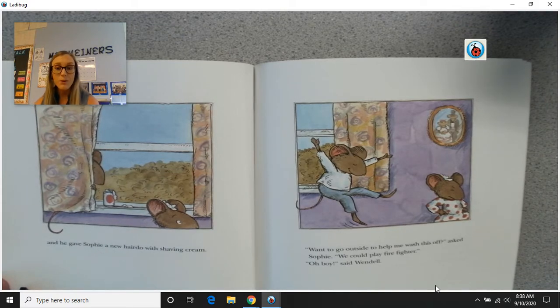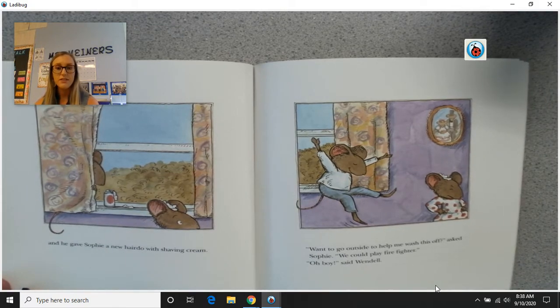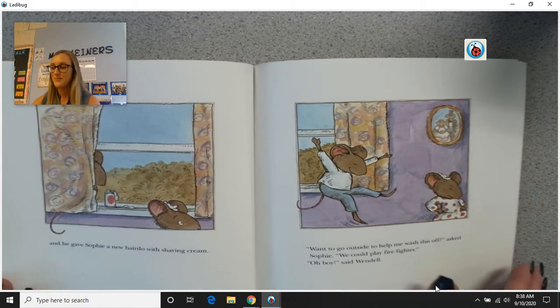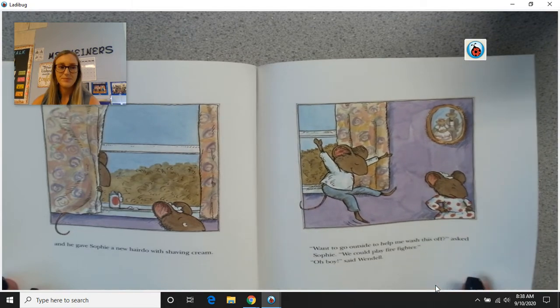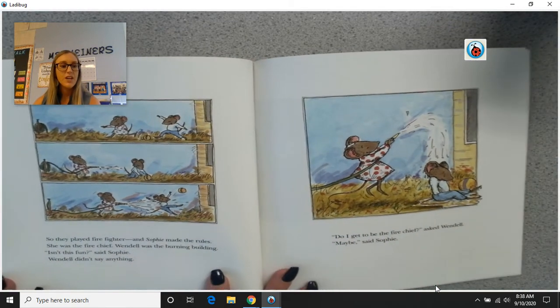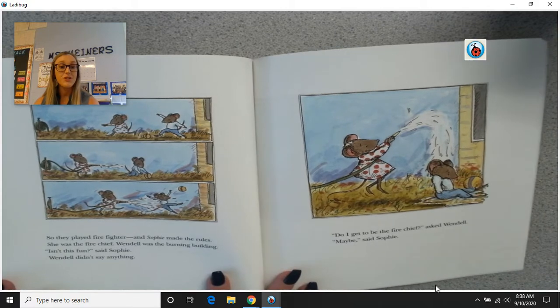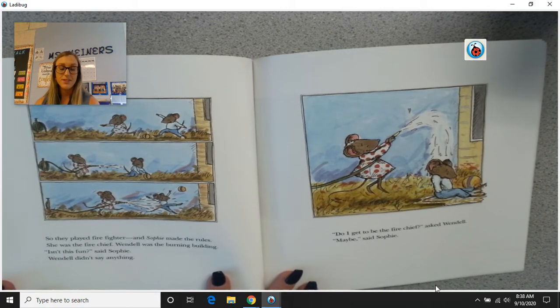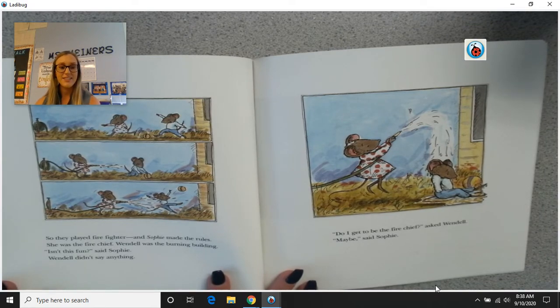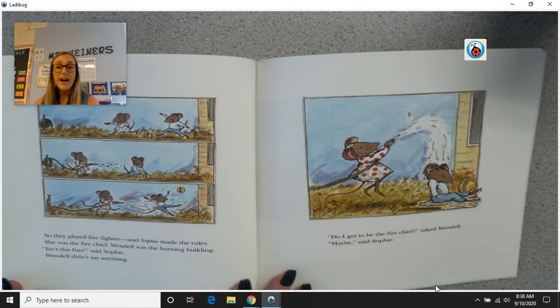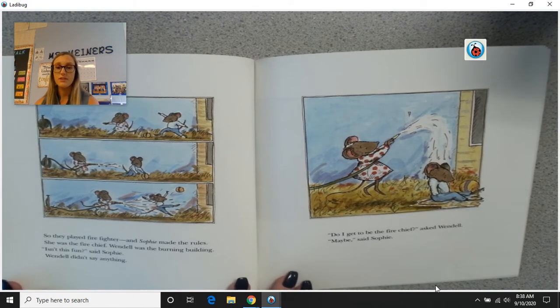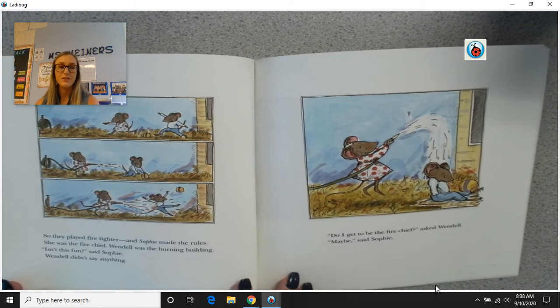"Want to go outside to help me wash this off?" asked Sophie. "We could play firefighter." "Oh boy," said Wendell. So they played firefighter, and Sophie made the rules. She was the fire chief. Wendell was the burning building. "Isn't this fun?" said Sophie. Wendell didn't say anything. "Do I get to be the fire chief?" asked Wendell. "Maybe," said Sophie.